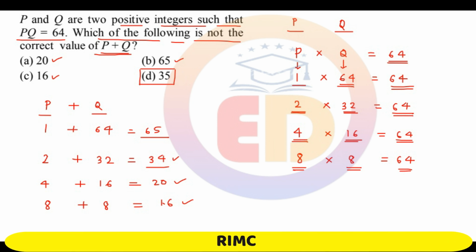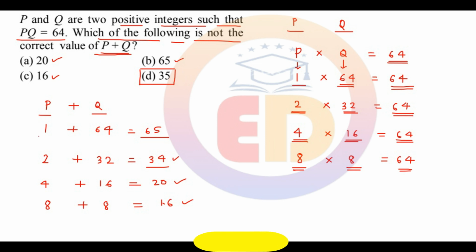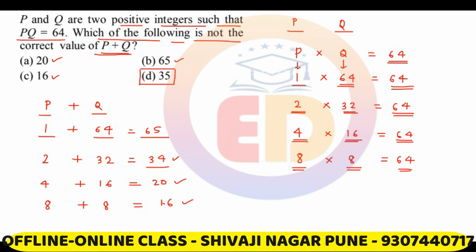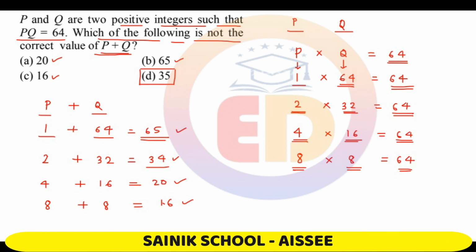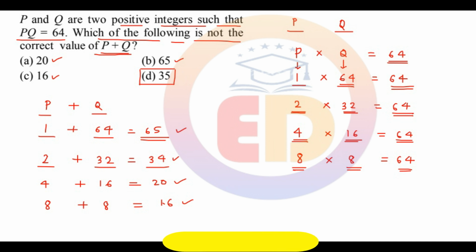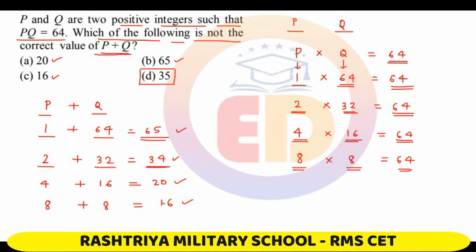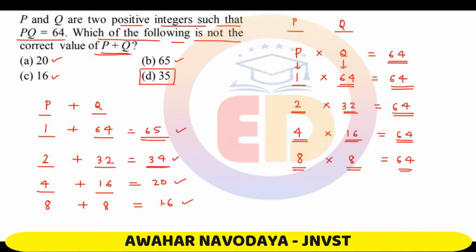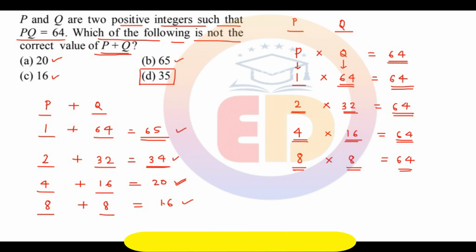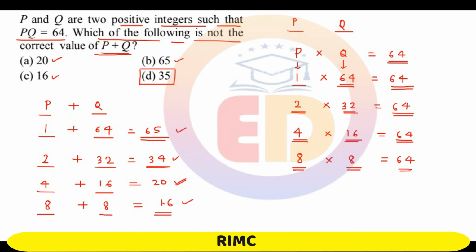Now we have the value of p and q और हमें p plus q बताना है. तो फर्स्ट केस में p 1 है, q 64 है, दोनों को प्लस करके 65 आ सकता है. सेकेंड केस में p 2 है, q 32 है, दोनों को प्लस करके 34 आ सकता है. थर्ड केस में p 4 है, q 16 है, दोनों को प्लस करके 20 आ सकता है. फोर्थ केस में p 8 है, q भी 8 है, दोनों को प्लस करके 16 आ सकता है.